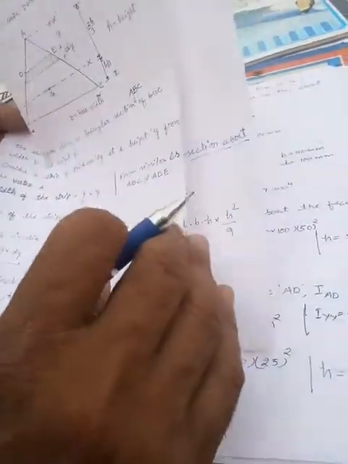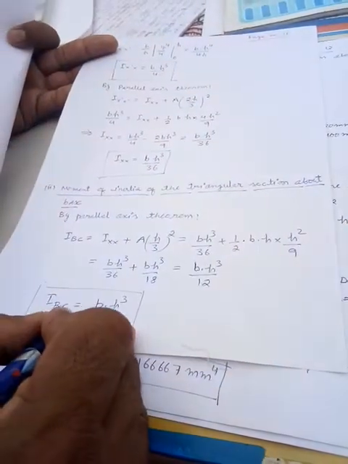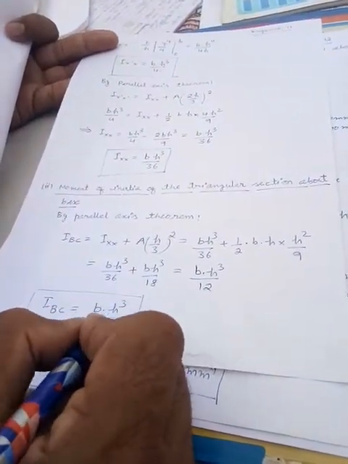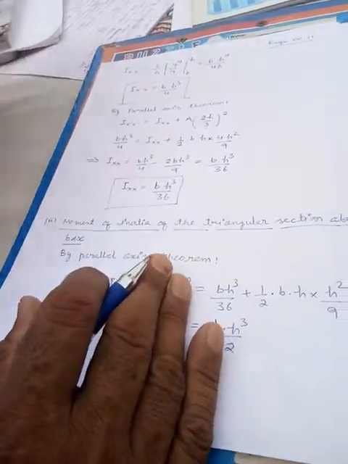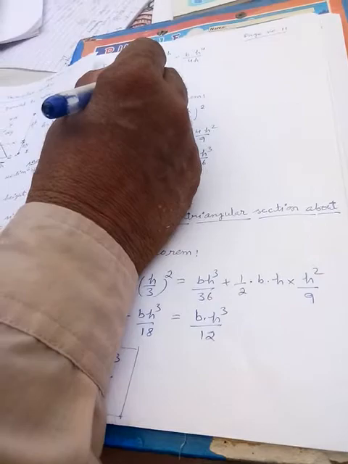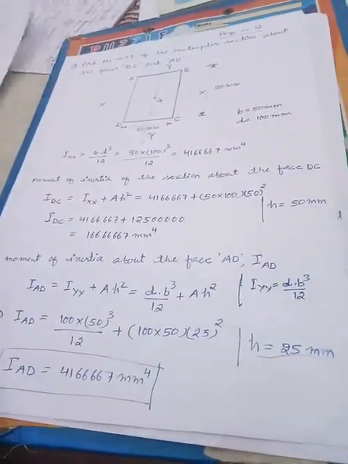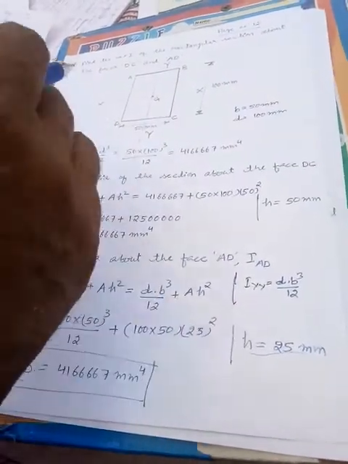Now moment of inertia about the centroidal axis is equal to bh cube upon 36, and moment of inertia about the base is equal to bh cube upon 12, and moment of inertia about the horizontal axis passing through the vertex A is equal to bh cube upon 4. So next is our one simple numerical problem.